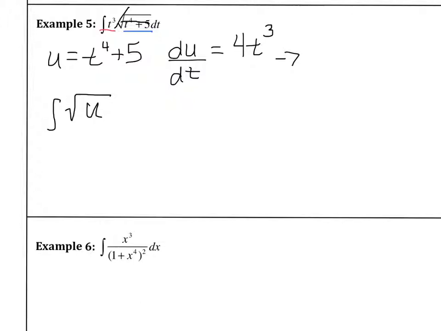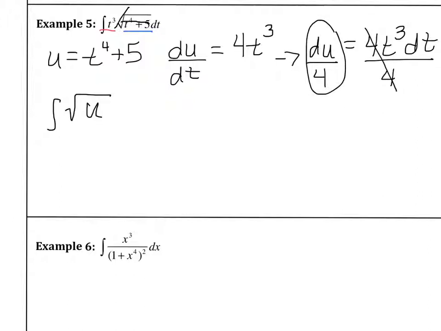Right, with a little bit of multiplication, we can see that du is equal to 4t cubed times dt. And now I'm like, oh no, I only need to replace t cubed and dt. I don't need that 4. All right, well then let's divide it out, right? Let's divide both sides by 4. And oh, look, there it is. du over 4 is exactly equal to t cubed times dt. So let's write it.